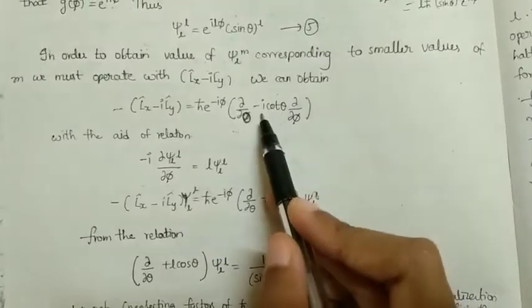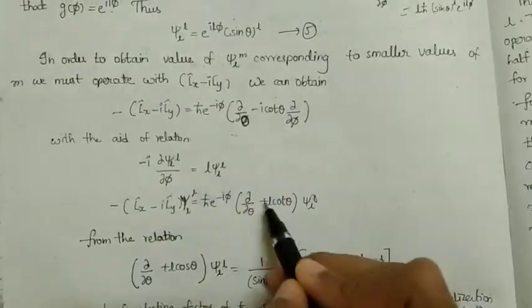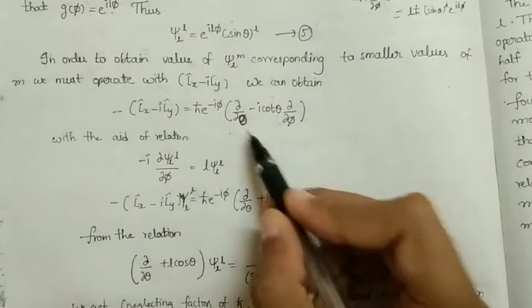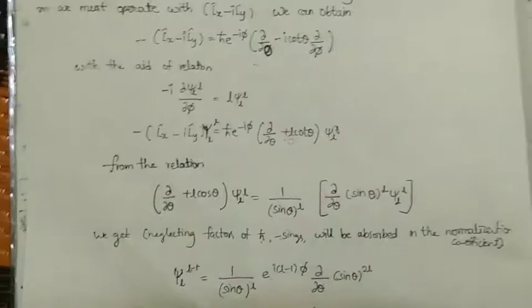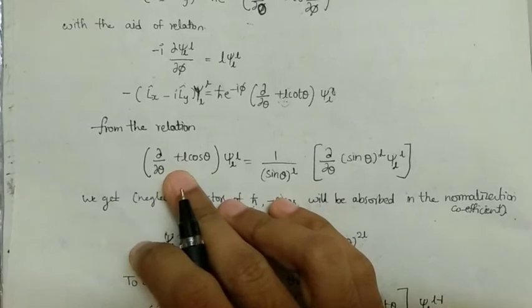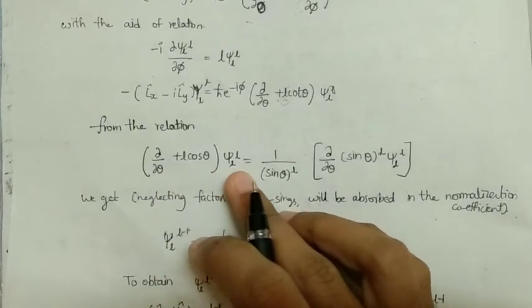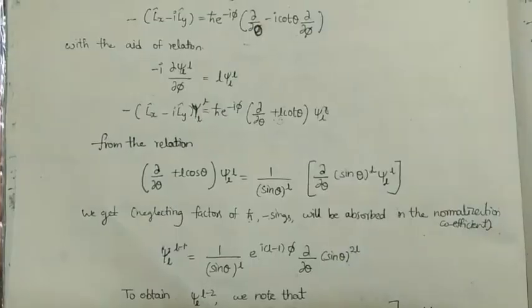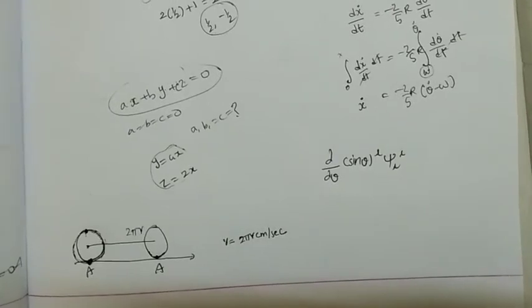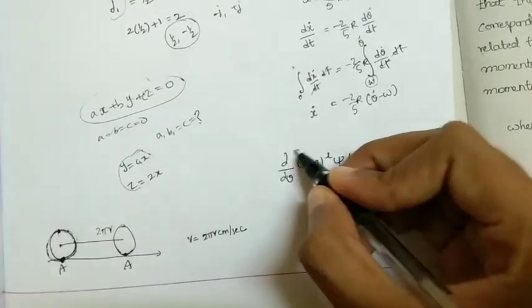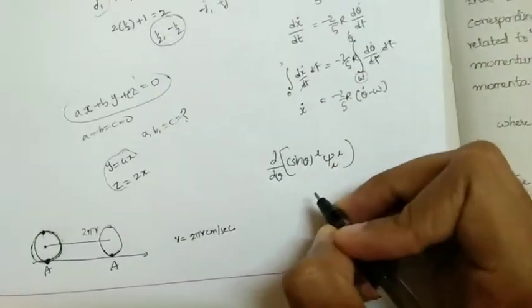So this minus i dou by dou phi is replaced with l. So minus i dou by dou phi cot theta is nothing but plus l cot theta, giving dou by dou theta plus l cot theta psi l l. From another relation, dou by dou theta plus l cot theta into psi l l is equal to 1 by sin theta whole power l dou by dou theta of sin theta whole power l psi l l. If we simplify this by differentiating with respect to theta, it is of the uv form, that is v du plus u dv.